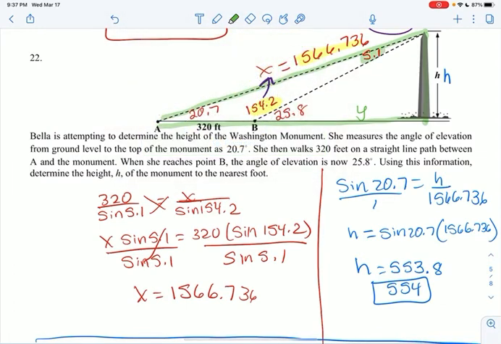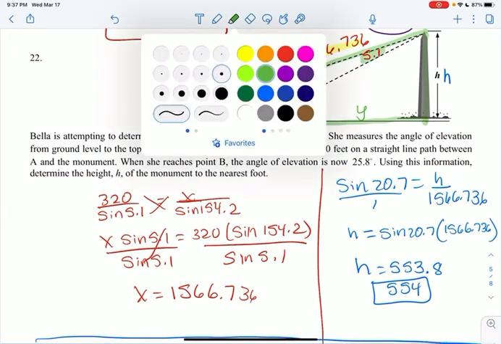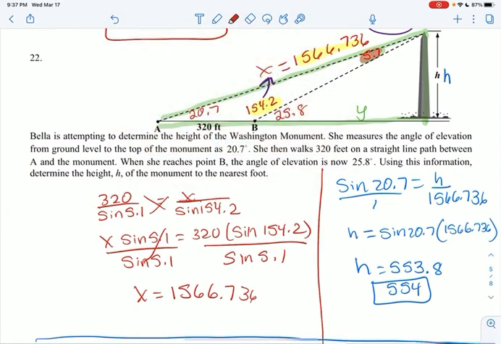I should take a different color. These guys match up with each other, this and the 320. All right, so I'm using law of sines to help me find x, which is 1566.736. And then once you have that, you can do a regular trig equation with the outermost triangle right there. Again, using the 20.7, but then this is going to be opposite and this is going to be hypotenuse.